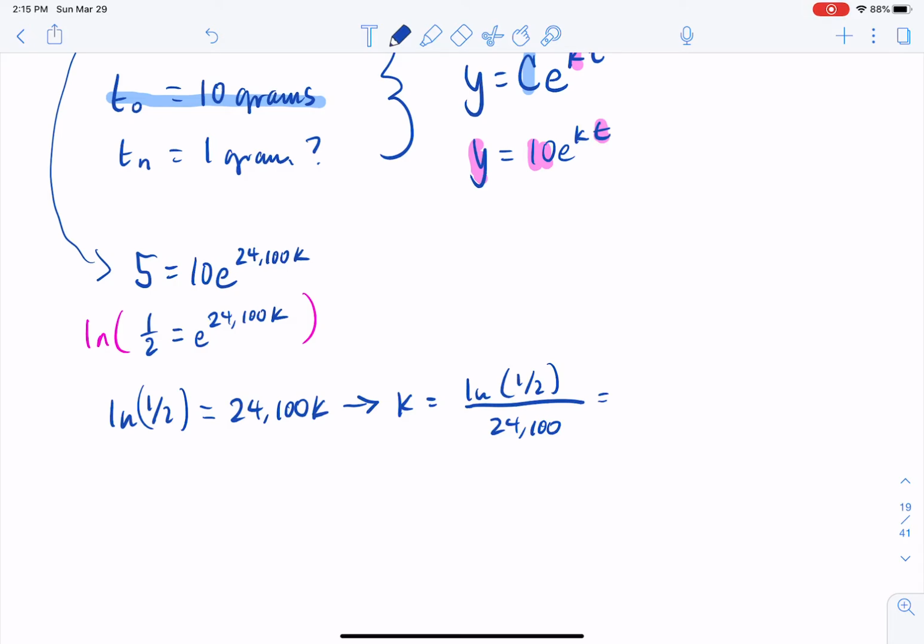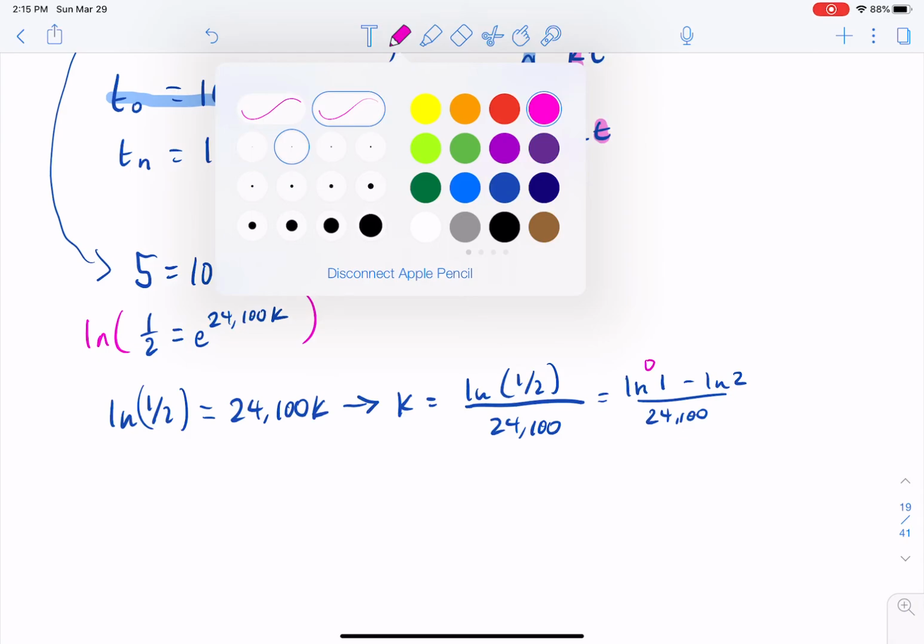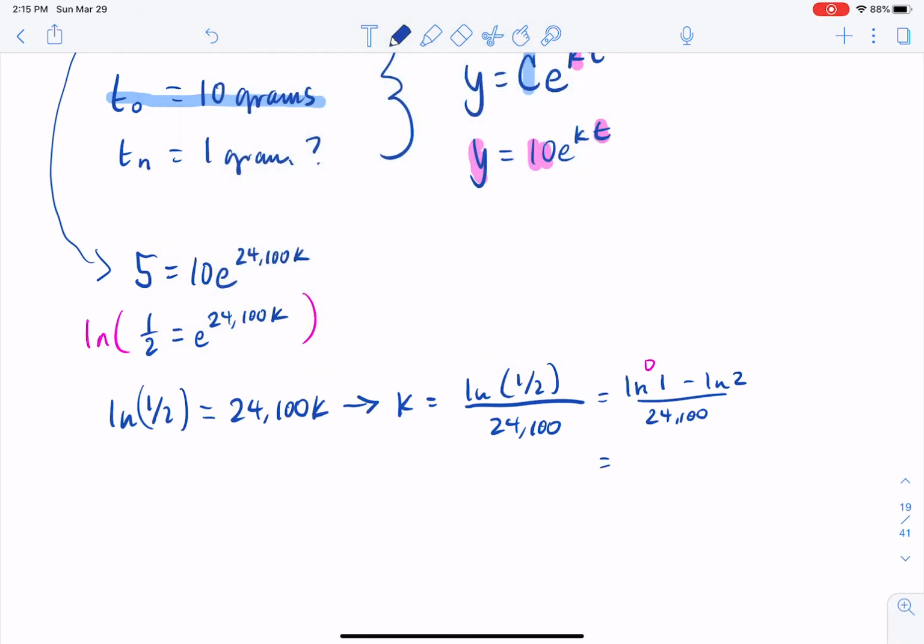So I have a quotient on the inside of that, which expands out to the natural log of 1 minus the natural log of 2 over 24,100. And the natural log of 1 is, of course, 0. And then I'm left with negative natural log of 2 over 24,100. And now you can see definitely that the exponent is negative.